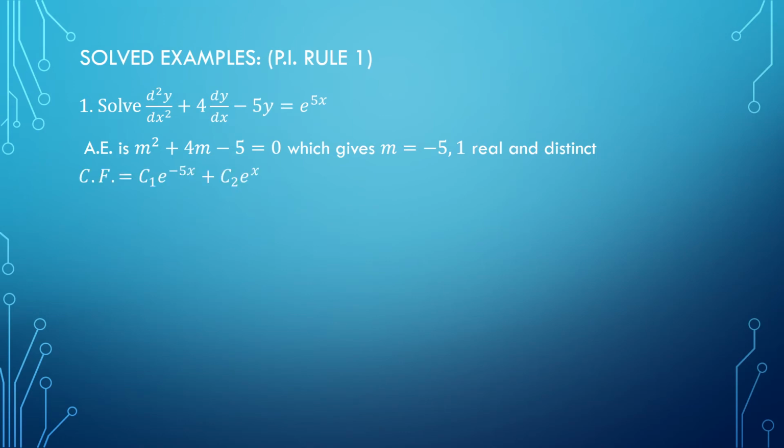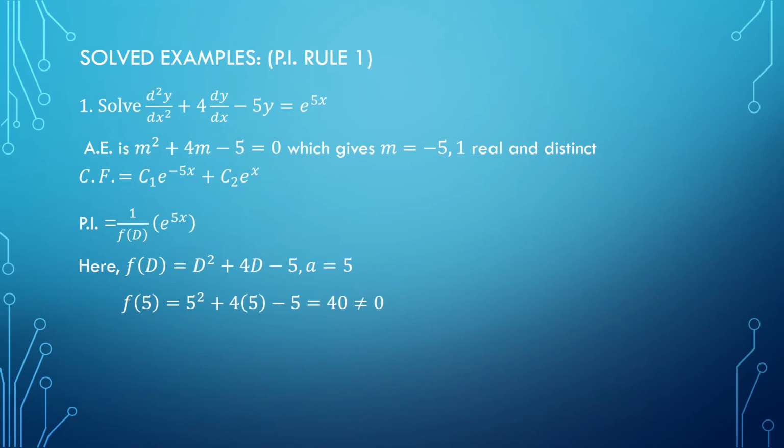The complementary function I can write as c1 e to the power minus 5x plus c2 e to the power x. Let us try to find the particular integral, which is 1 upon f(D) operated over e to the power 5x. Now here my f(D) is D square plus 4D minus 5 and a turns out to be 5. If I substitute my 5 here, I'm getting 40, which is non-zero.